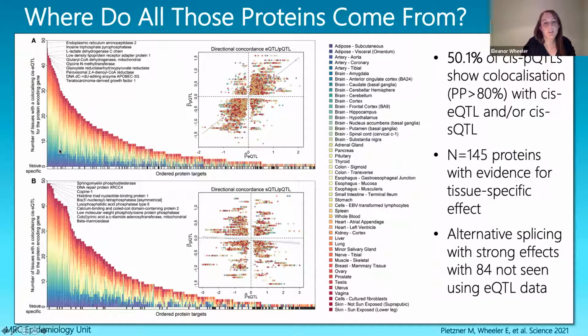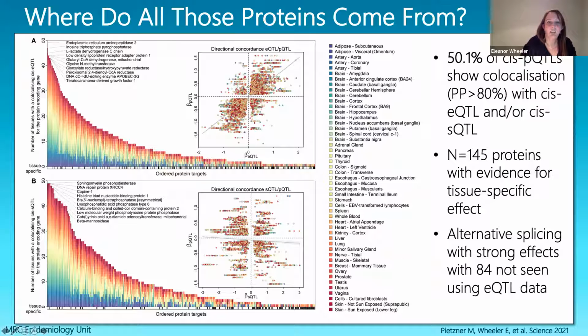For more than 70% of the cis pQTLs, the plasma protein and expression effects were directionally consistent. You can see that here. However, there were some where the protein effect was opposite to the direction for the gene expression observed across all tissues, which is actually a known phenomenon.